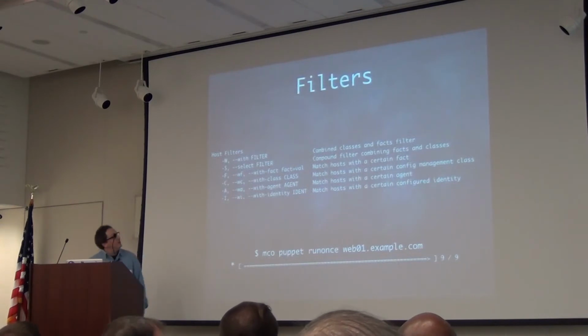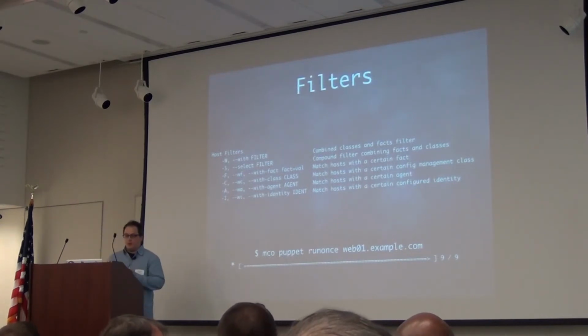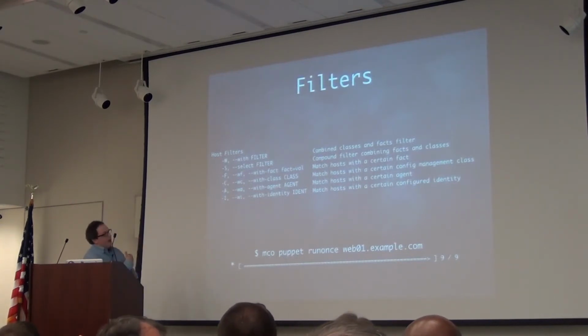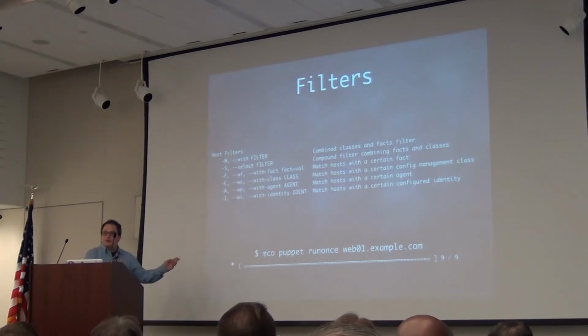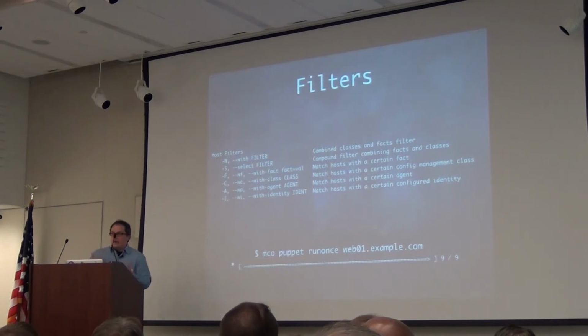Okay, so here's an example of the filters. These are very, very important. You have many filters available to you. You can use class filters. Any of the classes that are applied to your nodes in your environment are available to you from the classes.txt file that Puppet uses. But any of the Facter facts that are out there on any of your nodes, you can leverage as part of your filters as well. You can do identities. You can match upon node regular expressions even.